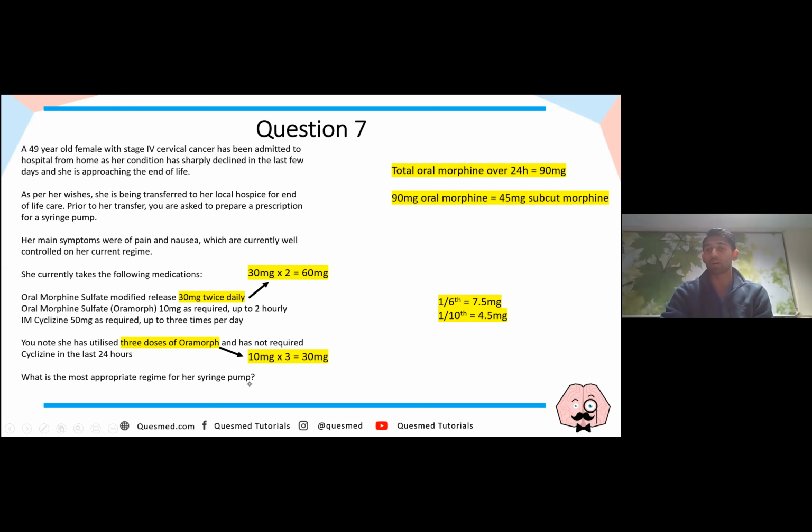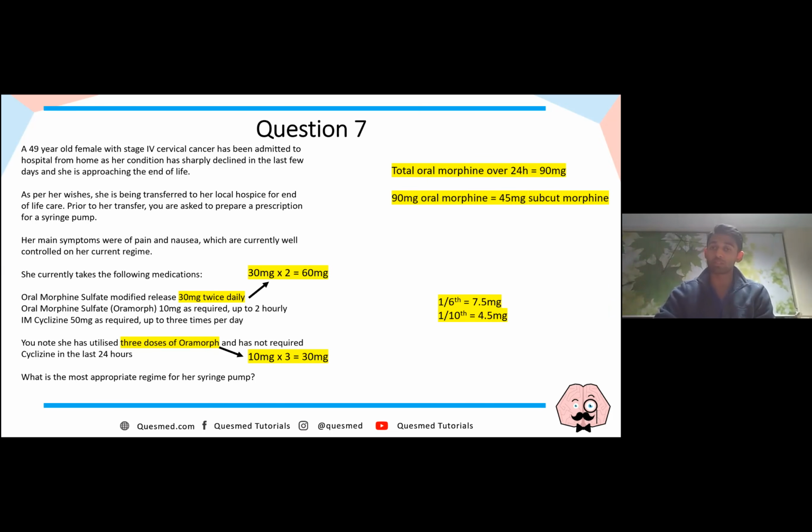With a syringe driver, the route of administration is subcutaneous. And the difference in bioavailability between oral morphine and subcutaneous morphine is 2 to 1. So whatever your total oral morphine dose, regular plus breakthrough, that has to be divided by 2 to give you the new regular subcutaneous dose. With the syringe driver, this is going to be 45 milligrams in 24 hours. And so it's going to be going at a continuous level of just under 2 milligrams per hour. So that's going to be the regular dose.